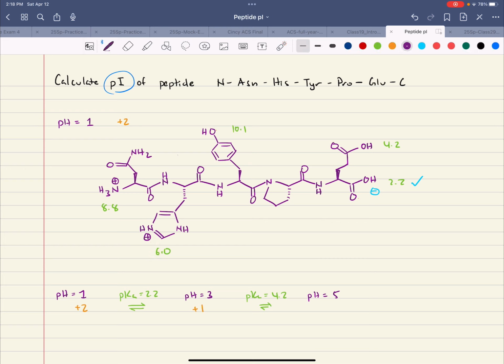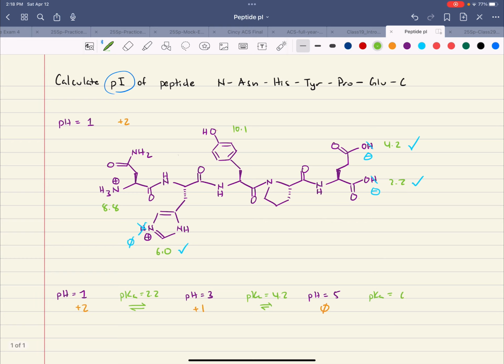And now my charge is, well, we're going to take off this hydrogen. We're going to take off this hydrogen also, and we take care of that. Okay, so the charge at pH 5 now is positive, positive, neutral, negative, negative, net neutral. Like that. Next, the pKa to cross over is 6.0. So we are now here. We are going to remove this and become neutral. The histidine becomes neutral. And so pKa is 6.0.